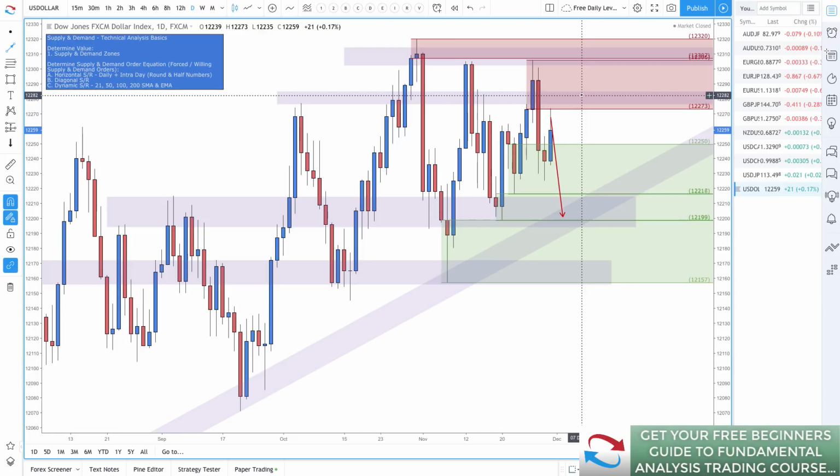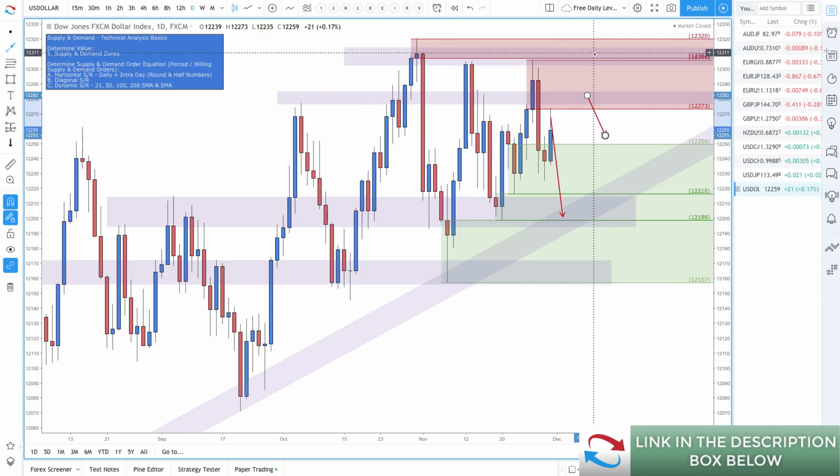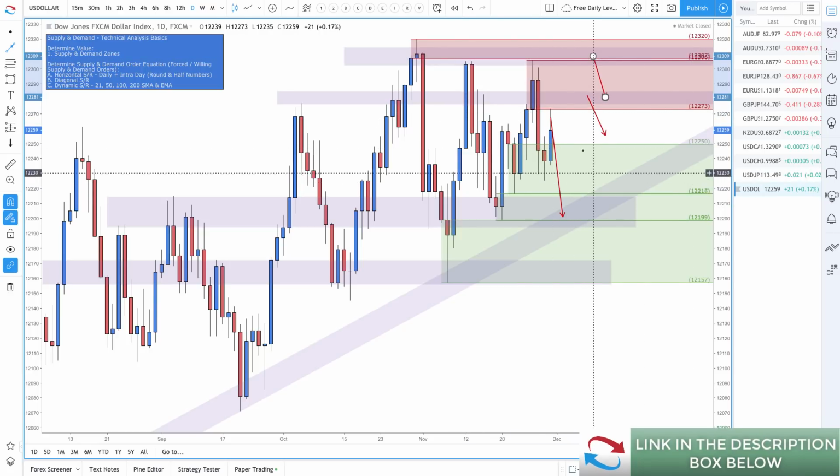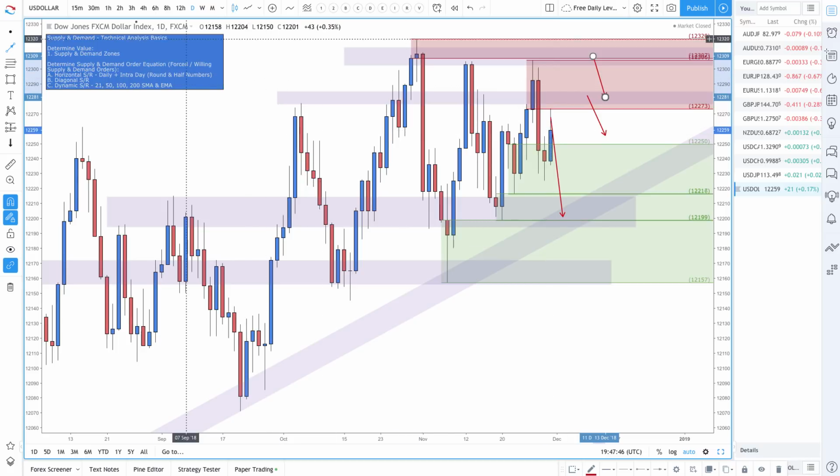And if you're looking to sell, then obviously you'll be waiting for price to probably come up into anywhere around these zones right here, with the horizontal levels within the supply zones right here. So again, depending on what price does on the Dow Jones Dollar Index, we use that as confluence on the other dollar currencies. So moving on to the dollar yen.